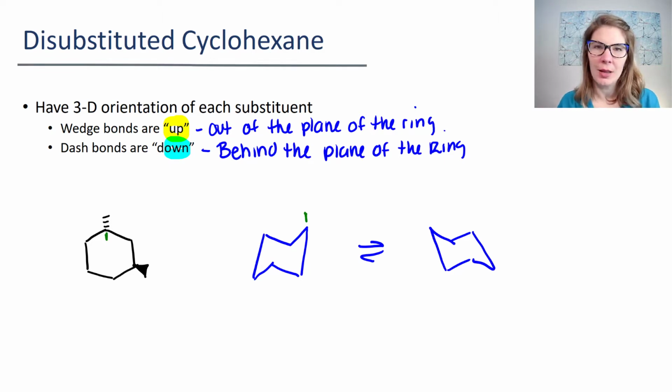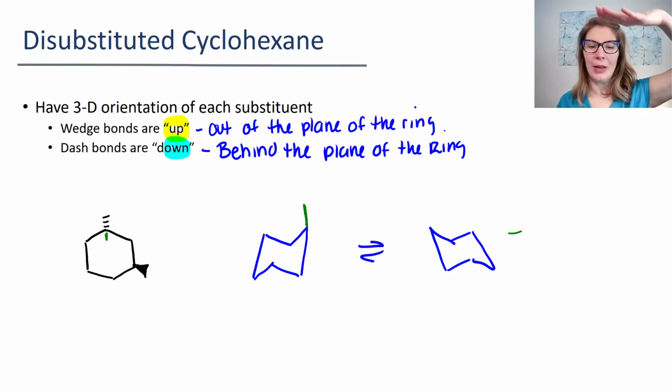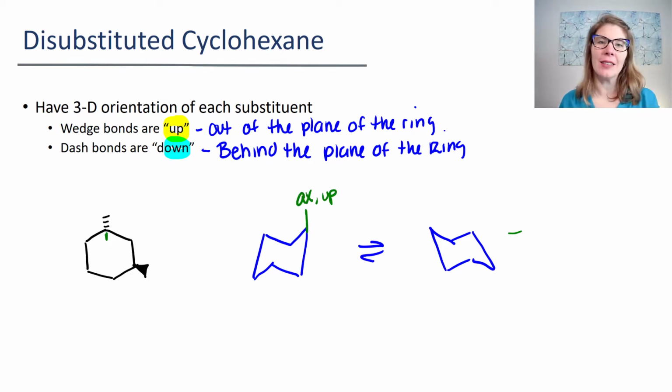So if this carbon is carbon number 1, remember that dashed bonds are saying that they are down or behind the plane of the page. At this position where I have called this carbon number 1, I'm going to turn it into an axial position. This is axial pointing up. So here I have axial and it's up. If axial is up on that position, that means the equatorial position is going to be pointing slightly down on that same carbon. So that's axial up, this is equatorial down.